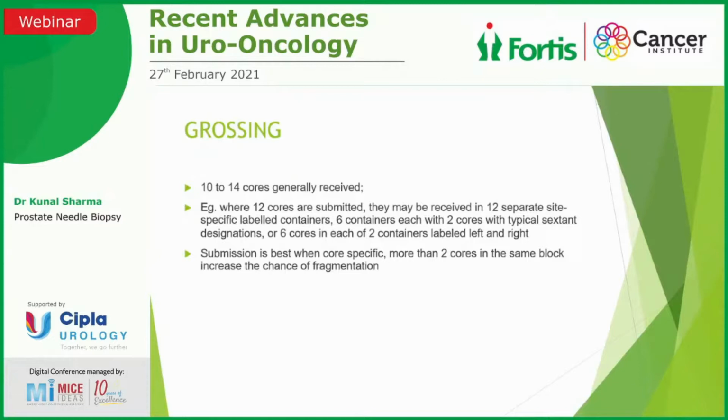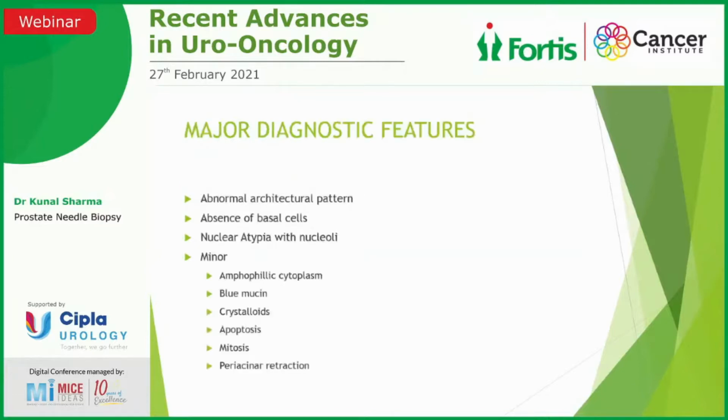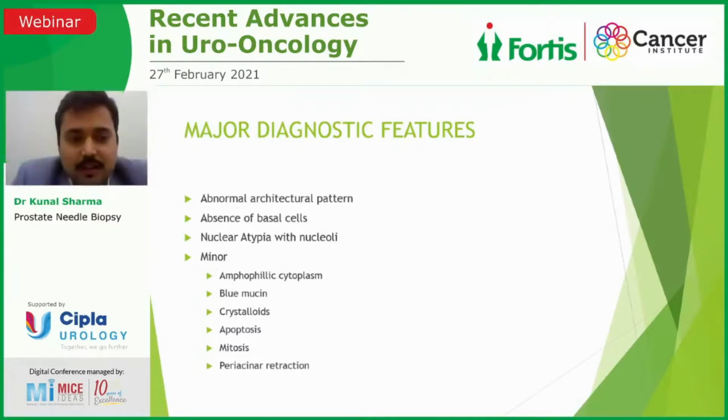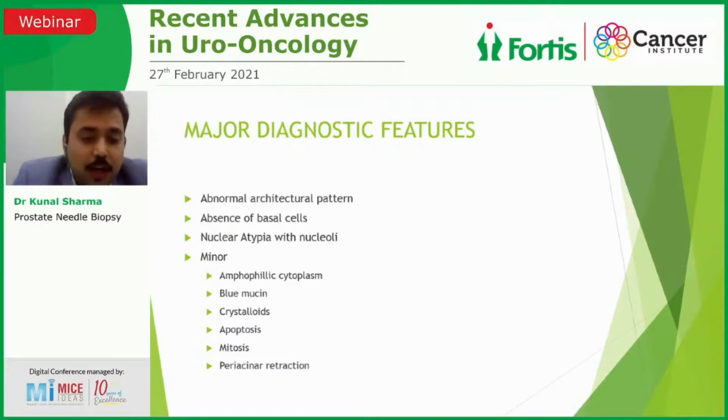Submission is best when it is core specific because more than 2 cores in the same block do increase chances of fragmentation. Now, when we are looking at the prostatic core biopsies, there are certain things that help us to know whether we are dealing with cancer or not. There are abnormal architectural patterns. Then a very important criterion is absence of basal cells. What we also look at is nuclear atypia with nucleoli. And then there are certain minor characteristics like amphophilic cytoplasm, blue mucin, crystalloids, apoptosis, mitosis, especially atypical forms, and periacinar retraction.